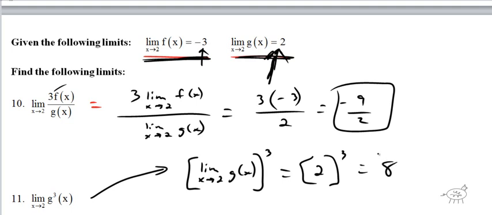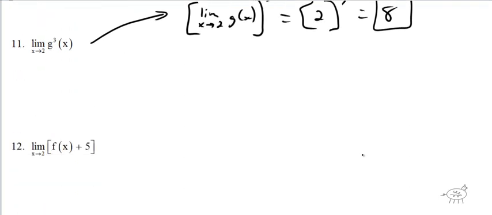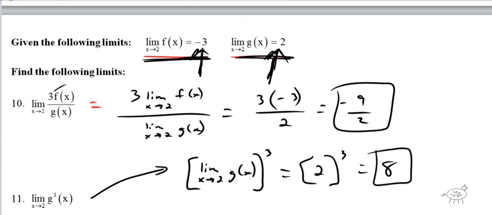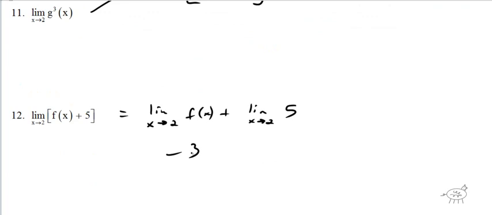Okay, pretty easy. And then the last one is limit as x approaches 2 of f of x plus 5. That's using the sum rule, and that's equal to the limit as x approaches 2 of f of x plus limit as x approaches 2 of 5. Well, again, come back up here. What's the limit as x approaches 2 of f of x? It's negative 3. So we substitute that in. And this one, I don't have to look at the chart because it's constant. What's the limit as x approaches 2 of 5? It's just 5. So my answer is positive 2.